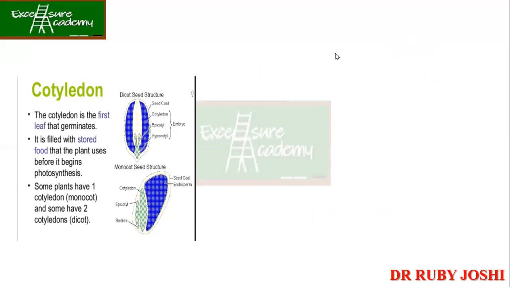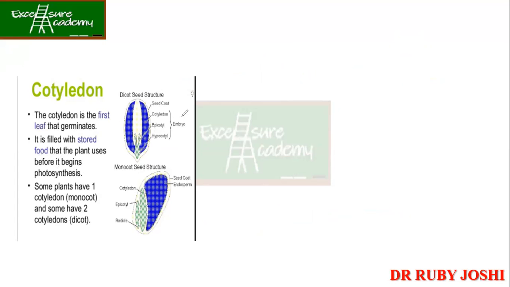So the cotyledon is the first leaf that germinates. In a seed, the first thing to get activated is the cotyledon. It is filled with the stored food that the plant uses before it begins photosynthesis, and that stored food is nothing but your endosperm. Ma'am, can you repeat what you said just now?